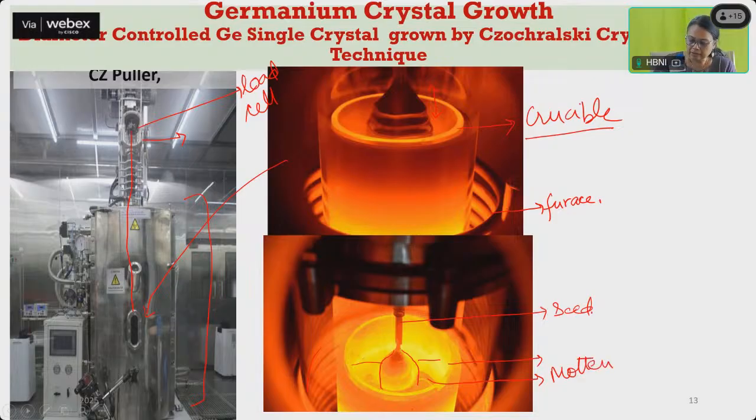Okay, and this seed is connected here. So this is an actual lab photograph of single crystal growth, and this is for germanium. Germanium is another semiconductor. If you remember, the semiconductor story started with the germanium crystal.